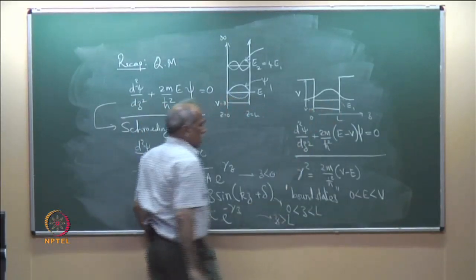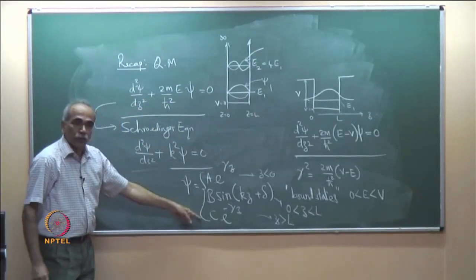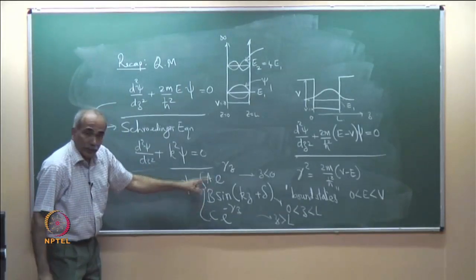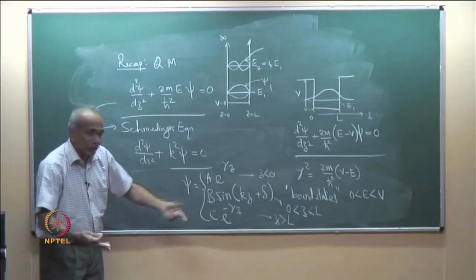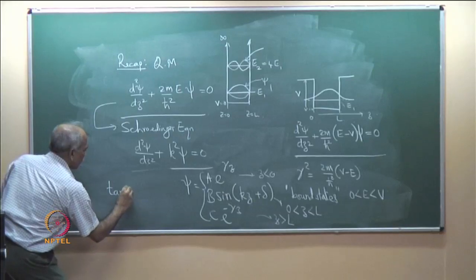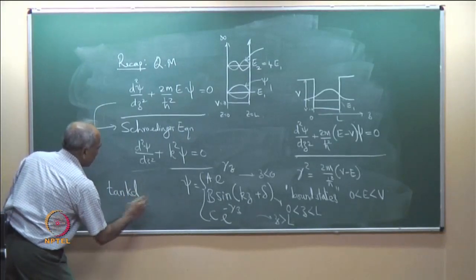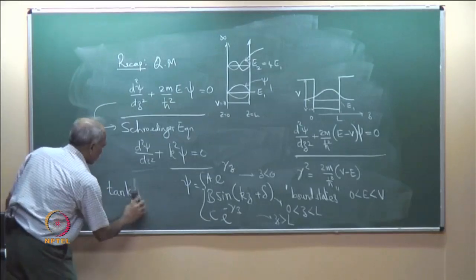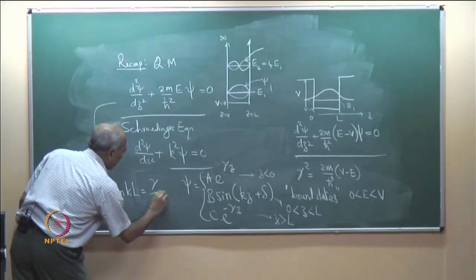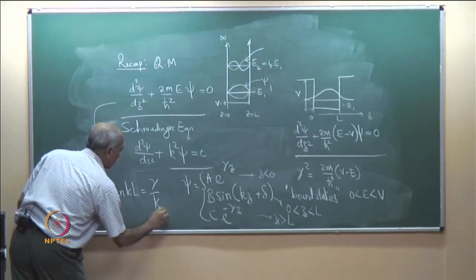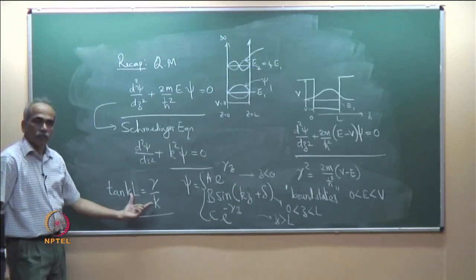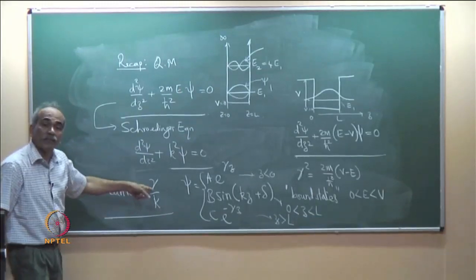The energies E1 are obtained if you apply the boundary conditions at every interface, at z equal to 0 and z equal to L. If you apply continuity of the wave function and its derivative, you get an eigenvalue equation which is tan k L is equal to gamma by k. This is a transcendental equation. You have to solve this numerically to get the solutions. Solution means to get the value of E.